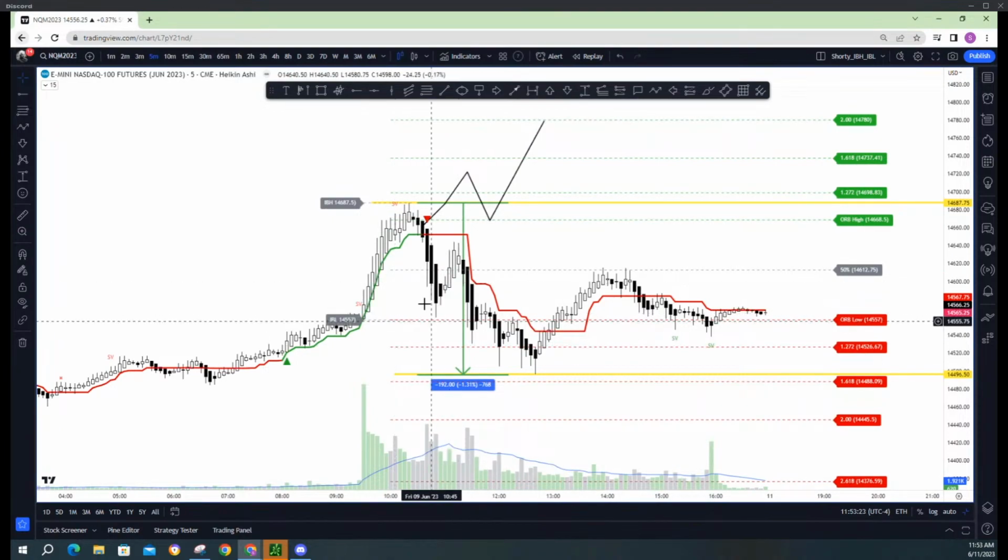If you go above and you fail to hold orb high, your target is 50%. If you break the orb low here, you remember you have to break it. This one here is a decent break. I mean, it went one level below. You came back. If you shorted this and you caught this, I am pretty certain you can make money between 14,557 and 14,496. This is a good point.